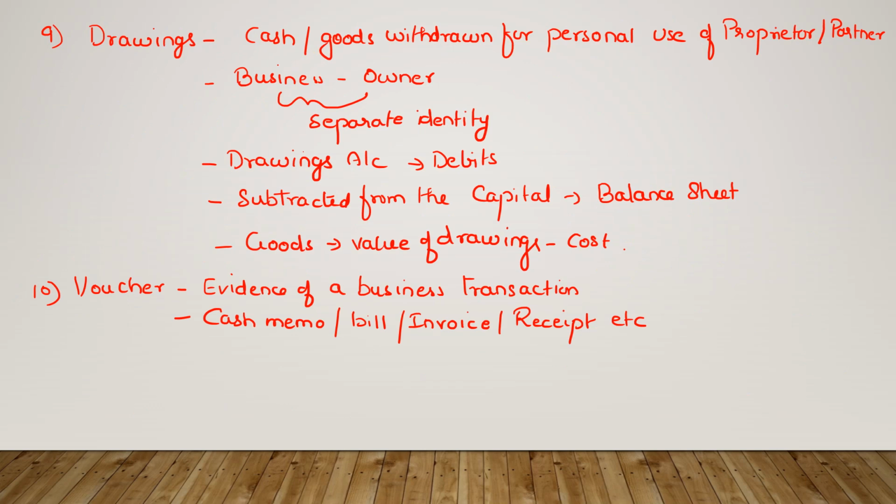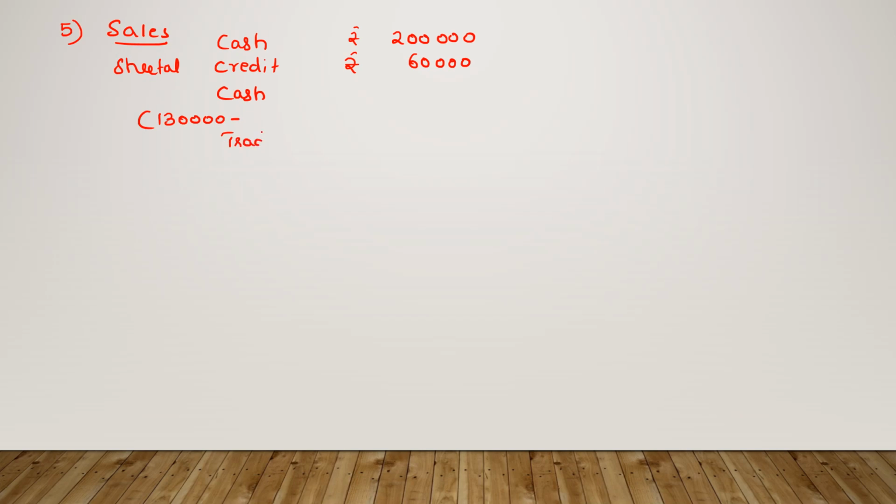So going to the sales, we had cash sales of rupees 2,00,000. The sale value was 2,00,000. Then there was a credit sale which is done to Sheetal, which was rupees 60,000. And then again there was a cash sale, but here although the value was 1,30,000, there was a trade discount given at the time of sale of 3,000, which would be subtracted, and the sale value of 1,27,000 only gets recorded in the book.